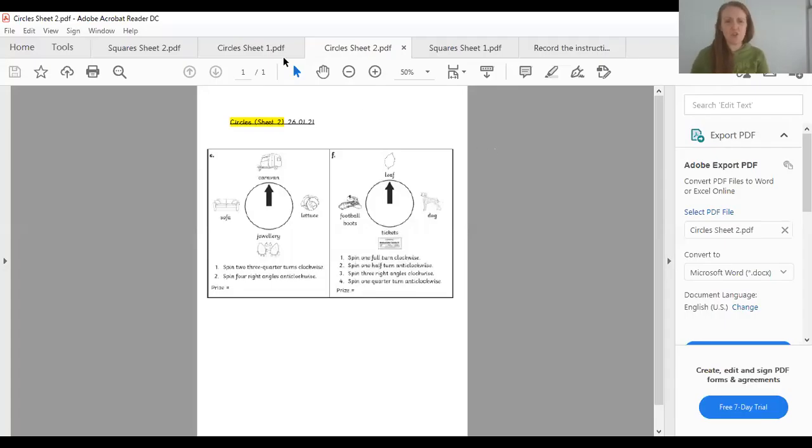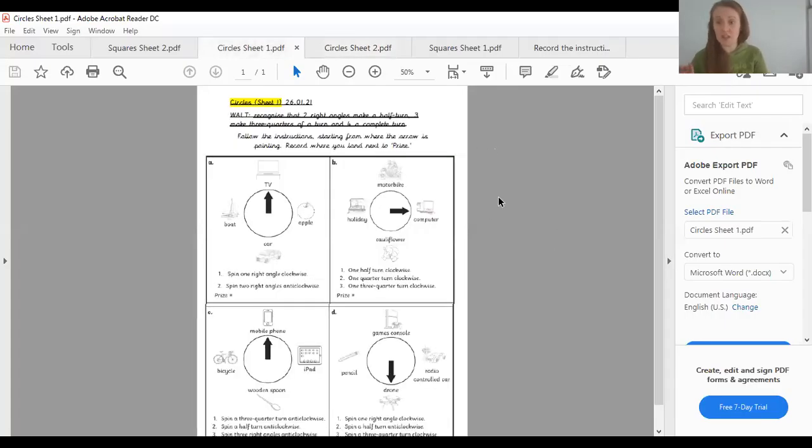Your activities today are as follows. You've all got your own. I'm going to start with the circles. Circles, you've got 2 sheets, sheet 1 and sheet 2, only because we couldn't squeeze it all onto one sheet. Your Walt: recognise that 2 right angles make a half turn, 3 right angles make 3/4 of a turn, and 4 make a complete turn. You've got some questions to read here. It says, follow the instructions starting from where the arrow is pointing. Record where you land next to the prize. So down here it says prize. You've got a circle with some items around it and an arrow.